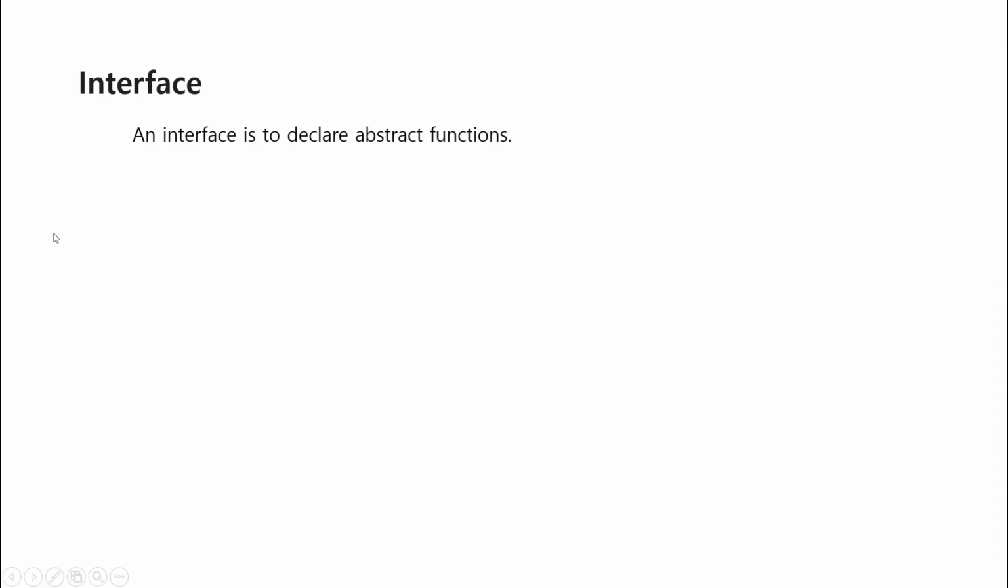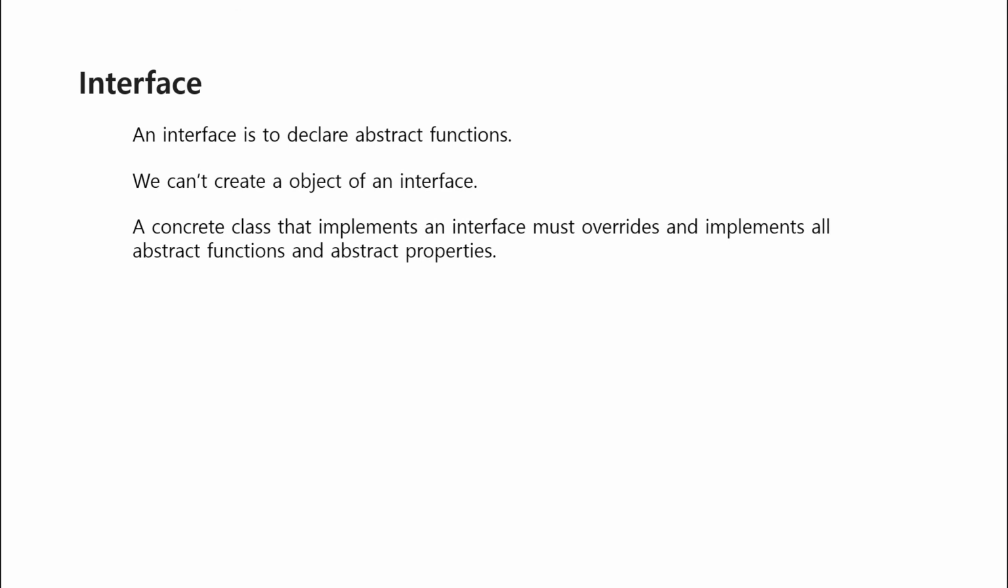Now let's talk about interface. An interface is designed to declare abstract functions and properties. Like abstract classes, we can't create an object of an interface. If a class inherits an interface, it should implement the abstract functions and properties. It's the same as an abstract class.